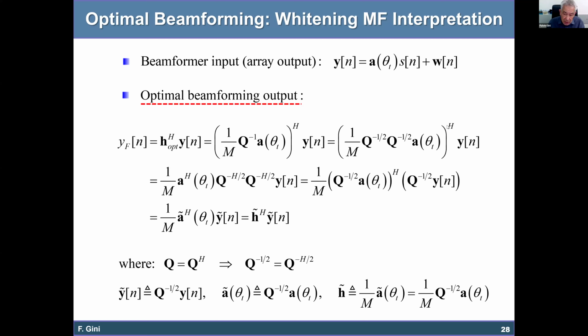We calculate the Hermitian of this, so we get A Hermitian. Now, Q is a Hermitian matrix, so this Hermitian operation is actually irrelevant. You can remove it. Then you can put the first two terms together and express them as the square root of the inverse of Q times A Hermitian, and then you put these two together.